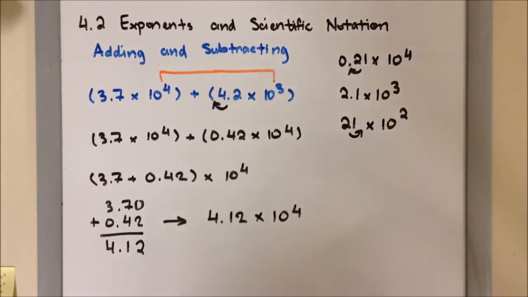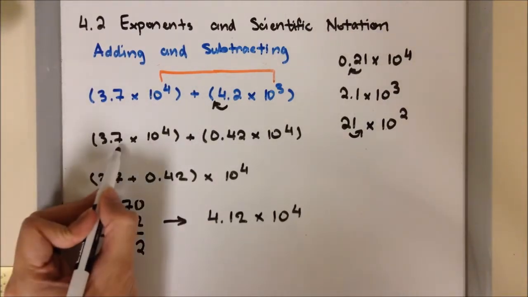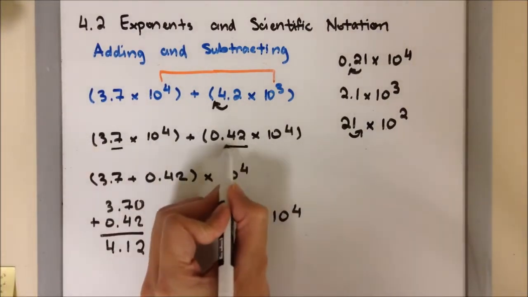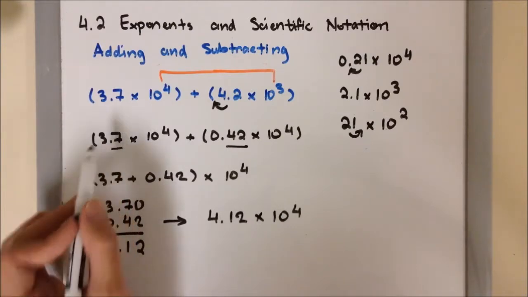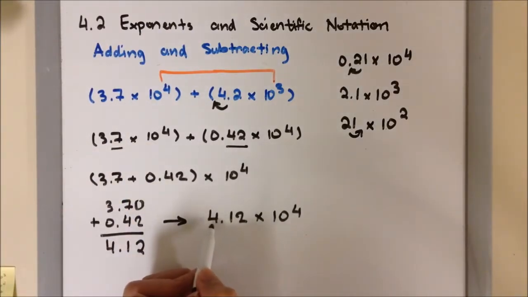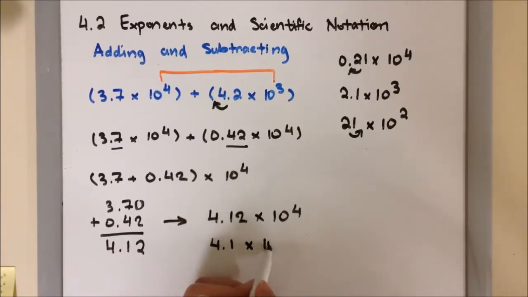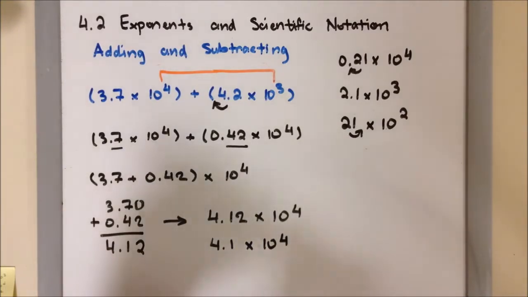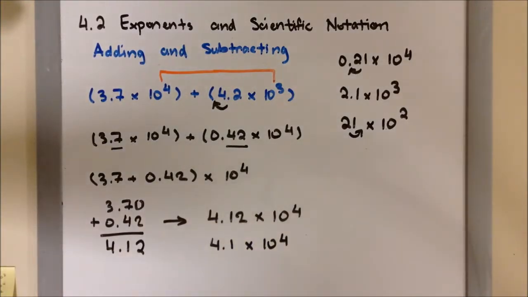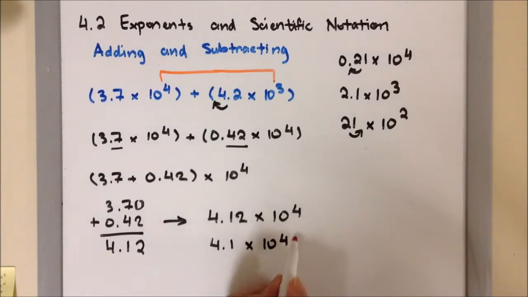Now remember, you always have to check what was the least amount of decimal places. So from here, this is 1, this is 2, so the least is 1 decimal place. So I'm going to round 4.12 to 1 decimal place. Since it's a 2 next to the 1, I'm going to round down, so it's going to be 4.1 times 10 to the 4th. And this will be my final answer.